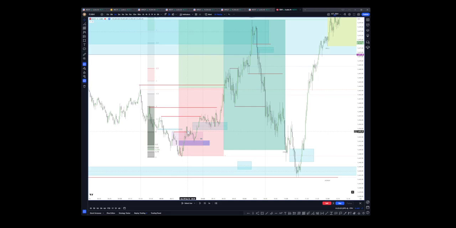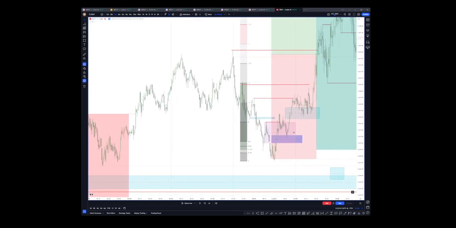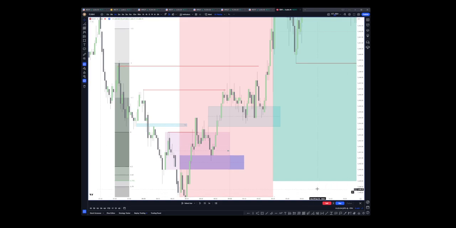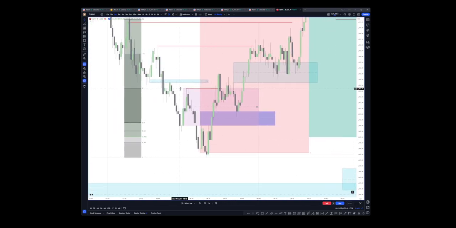So basically, in this case, this is like a good market structure shift. Let me see if I can make it bigger. What you really want to happen is that you want the body to close higher. The candle body should close higher. So it's essentially up to this point, which is what you want to put across. This candle wicked higher and then came back down. This is not a market structure shift.